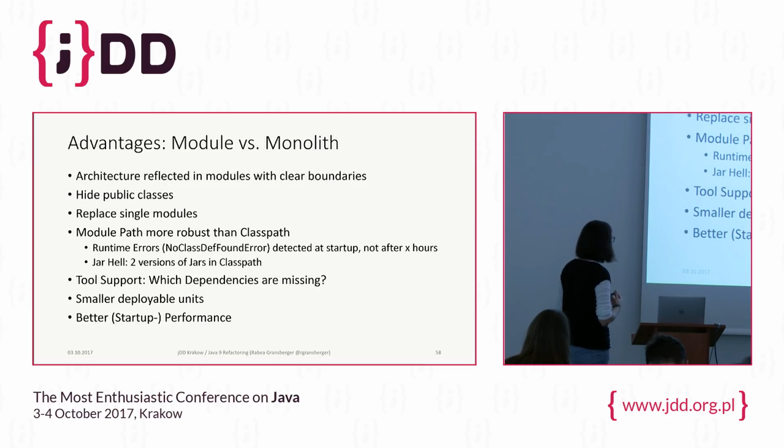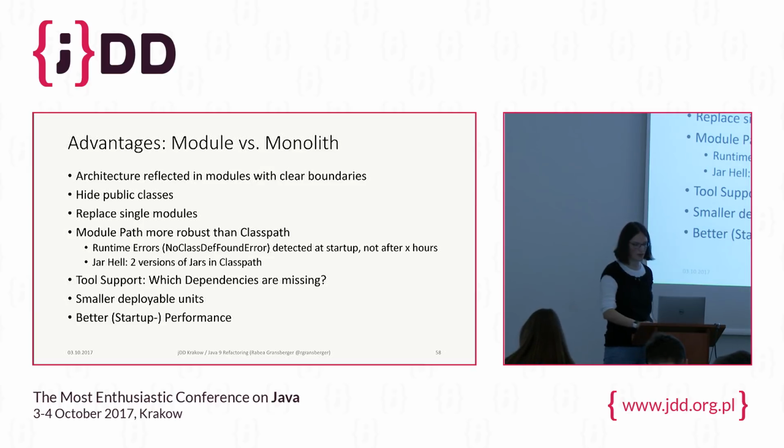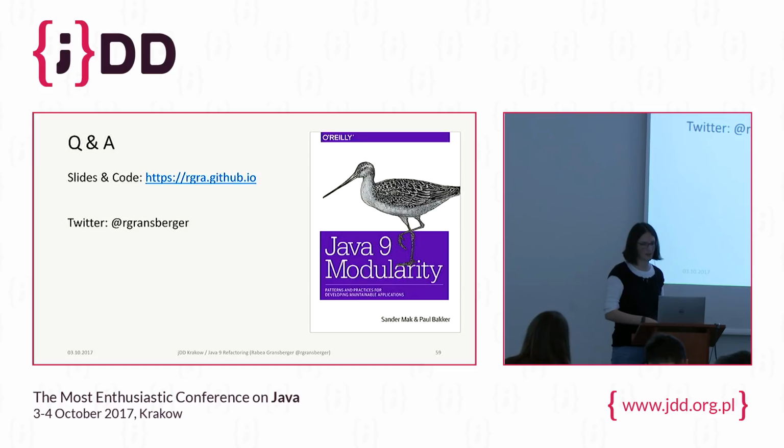There will be better tool support in the future, like which dependencies might I be missing. The deployable units are much smaller if you use Jlink, the Java linker. And you have a better startup performance because it's much easier to explore the whole dependency graph than it is to load some class paths.